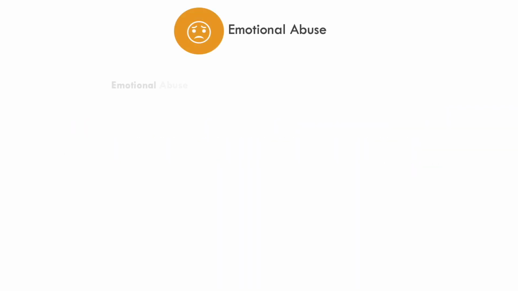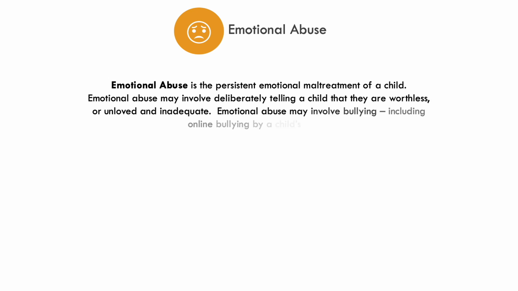Emotional abuse is the persistent emotional maltreatment of a child. Emotional abuse may involve deliberately telling a child that they are worthless or unloved or inadequate. Emotional abuse may involve bullying, including online bullying by a child's peers. Where domestic violence, mental health issues and substance abuse issues are prevalent, the likelihood of children being exposed to emotional abuse or neglect can be increased.